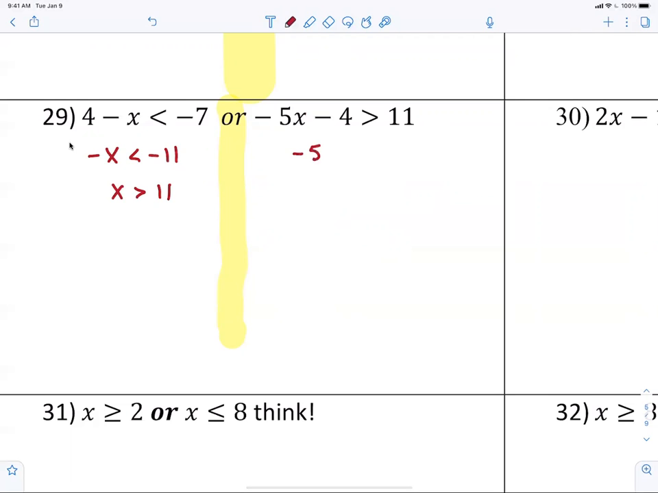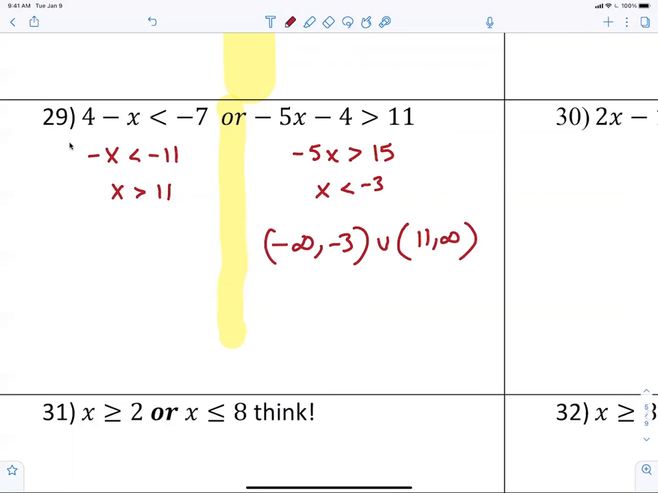Move the 4. Negative 5x is greater than 15. So now what? X is greater than... less than what? X is less than -3. That's where you've got to fix on your test. You always make little mistakes. X is less than -3. So we got negative infinity to -3, union 11 to infinity. All right, I'm pretty happy with that. Everybody good?